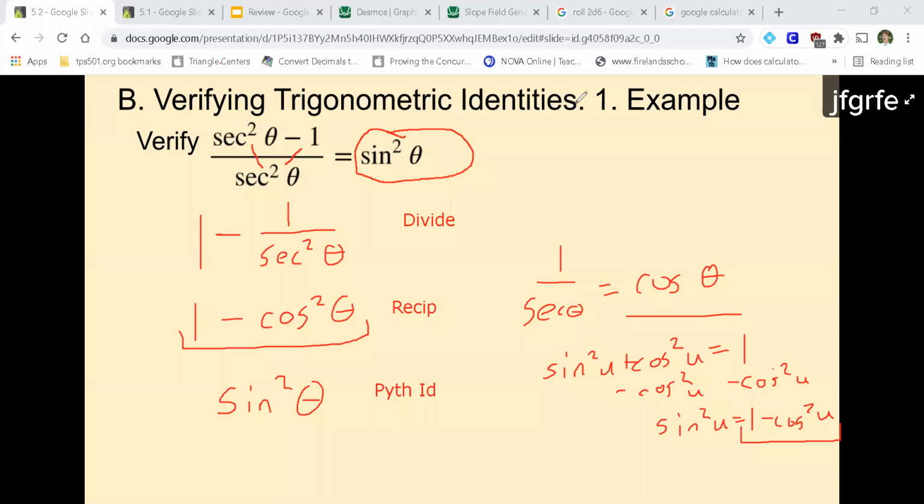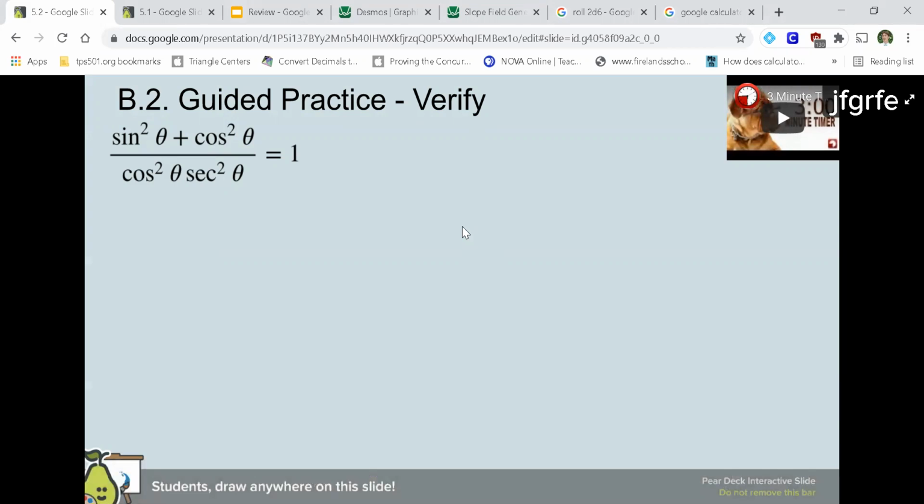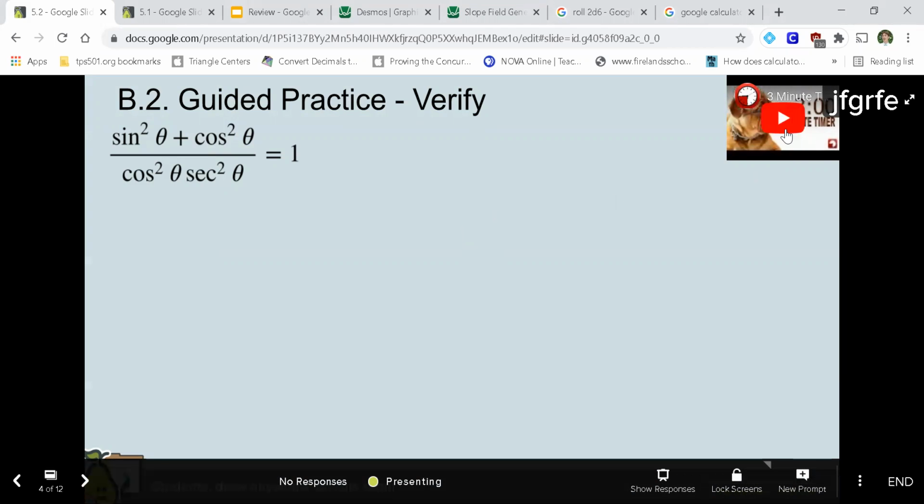Okay, let's have you try one. Try this one. Again, there's a lot of different ways you can start this problem. I'll give you 3 minutes and then we'll go over it.